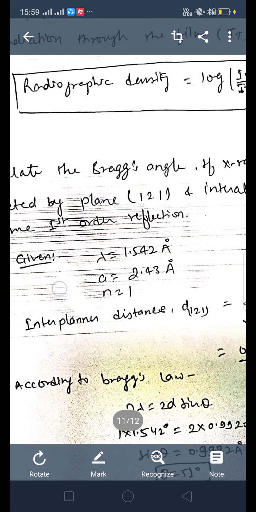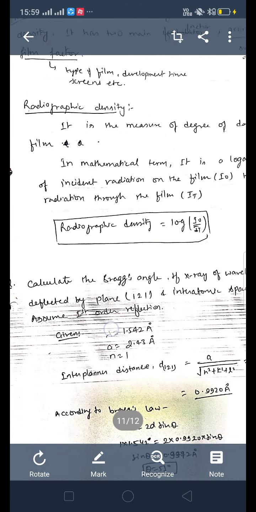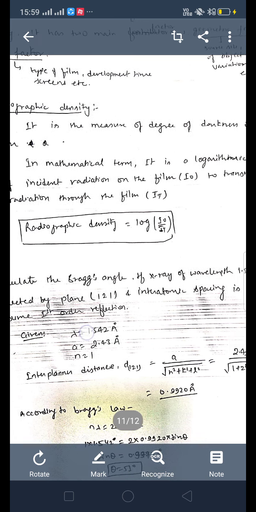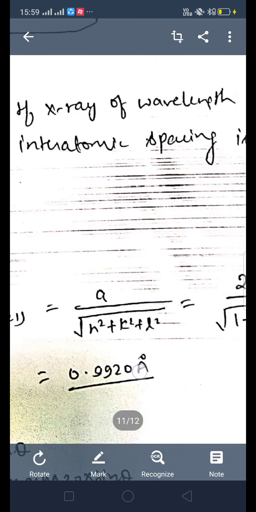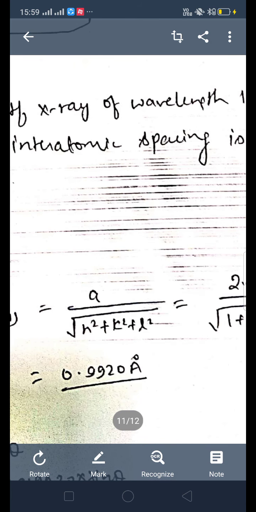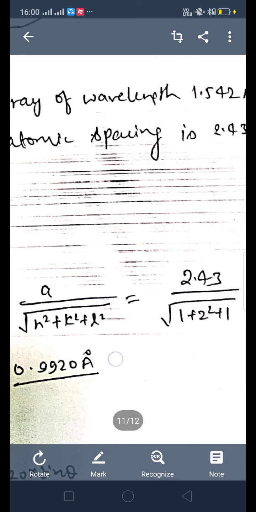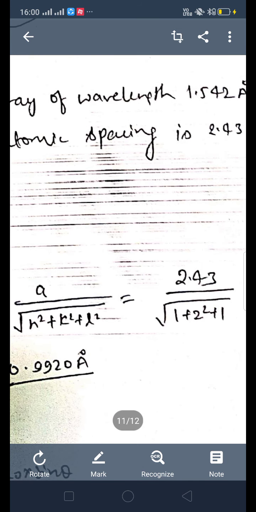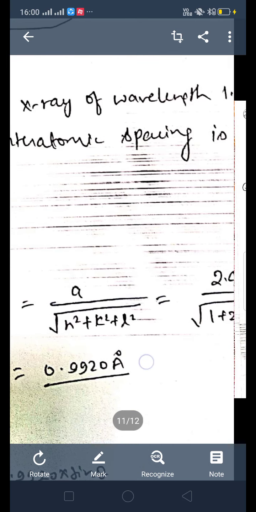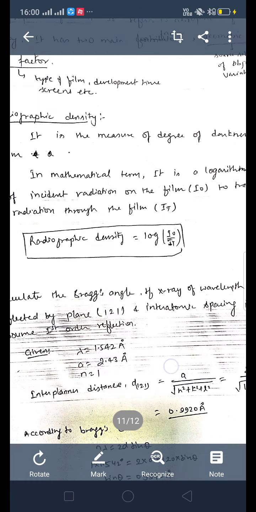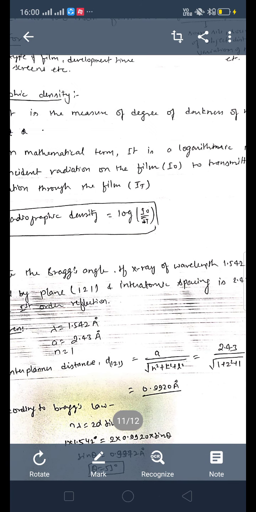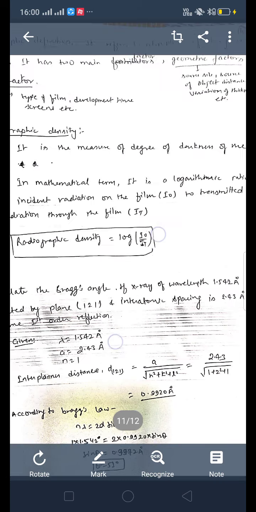Okay. So now what is the formula of interplanar distance? d denotes the interplanar distance. d is equal to a upon under root h square plus k square plus l square. In the question, the h, k and l values are given. So putting the values from the question, h is equal to 1 square, k equals 2 square, and l equals 1 square, and a equals 2.43. After solving this equation, we get the value of d is equal to 0.9920 angstrom.